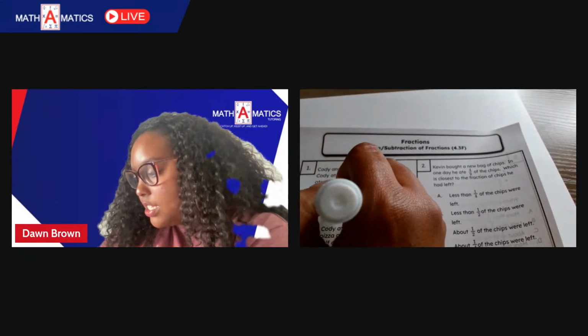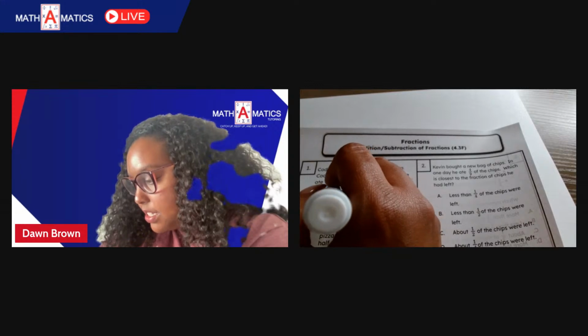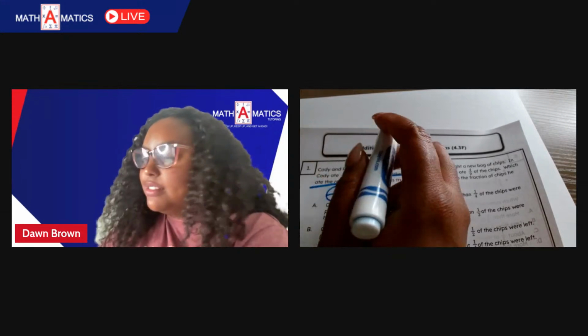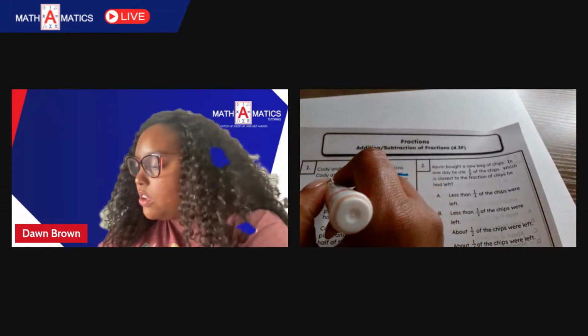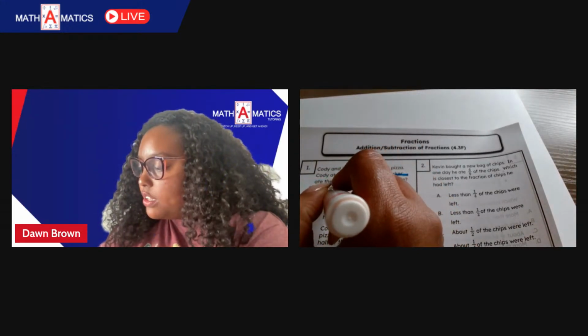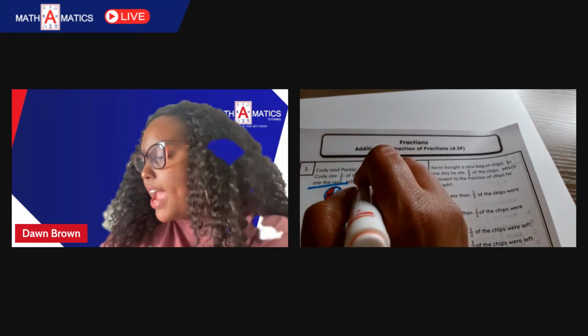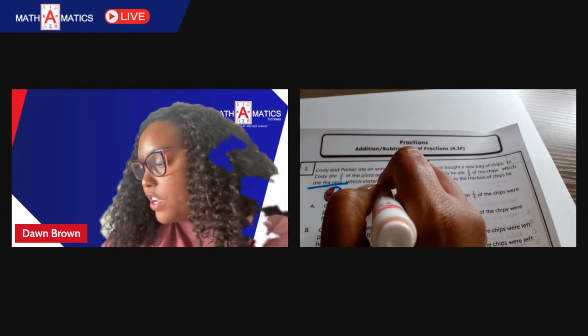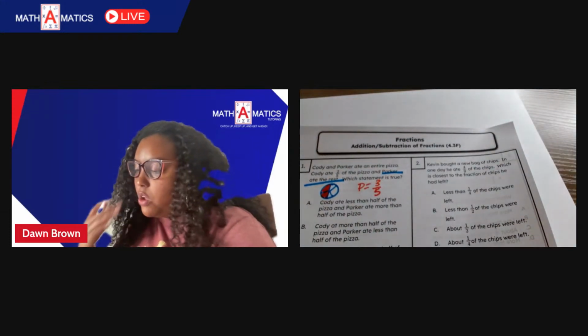So we know what Cody had, but what did Parker have? So we're going to draw us a circle. And we're going to get us 5 pieces here. And my pieces, they're not equal tonight, but that's okay. And so we know that Cody had 2/5. And so that means that Parker had 3/5 because we have 3 pieces that are not shaded from Cody.